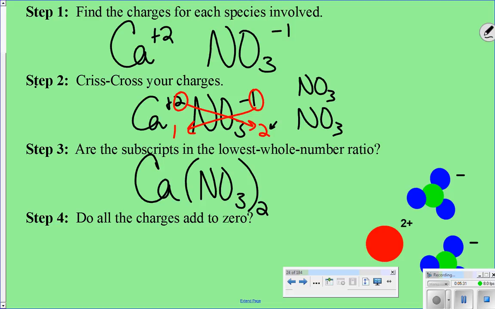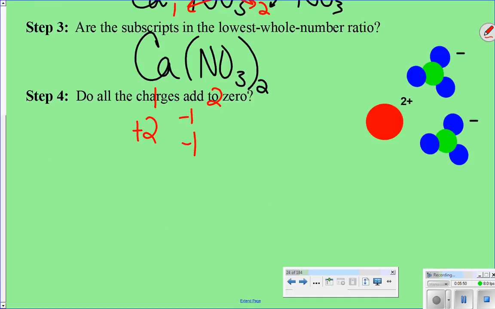Now we have to look and make sure that our subscripts are in the lowest whole number ratio. We got 1 calcium. We got 2 nitrates. 1 to 2 is the lowest whole number ratio. Calcium's charge is +2. We got 2 nitrates, each at -1, which is making that balance out to 0. And this is a graphic way of representing this over here. So this is our calcium right here. We use 1 of those. Each of our nitrate groups is shown separately here.